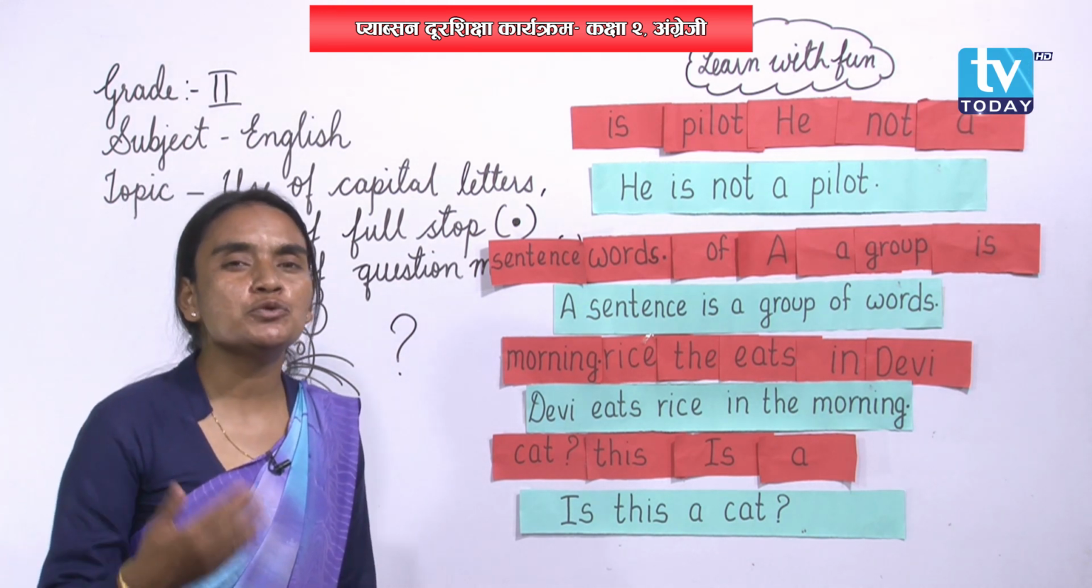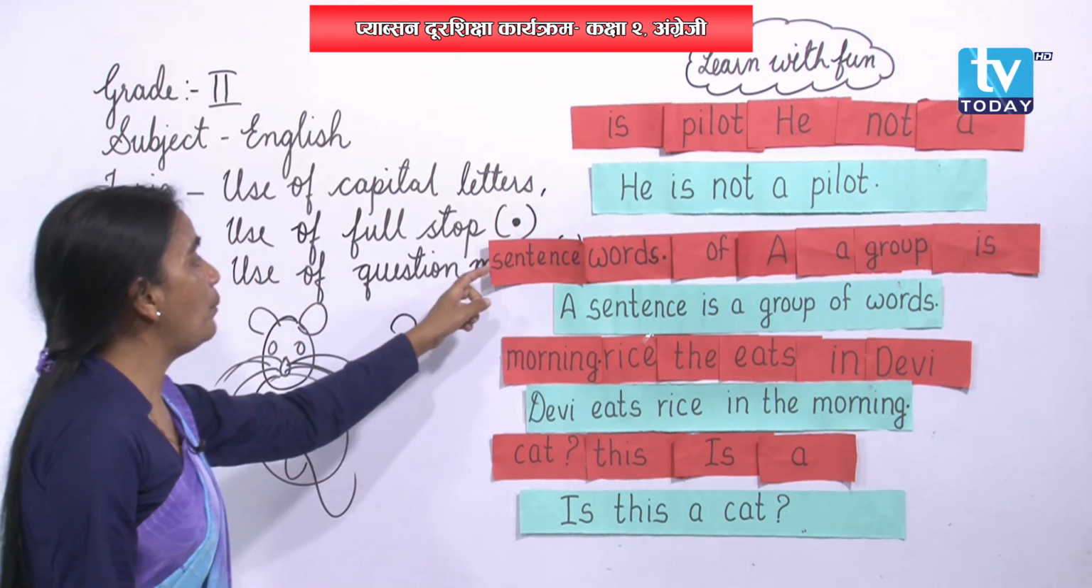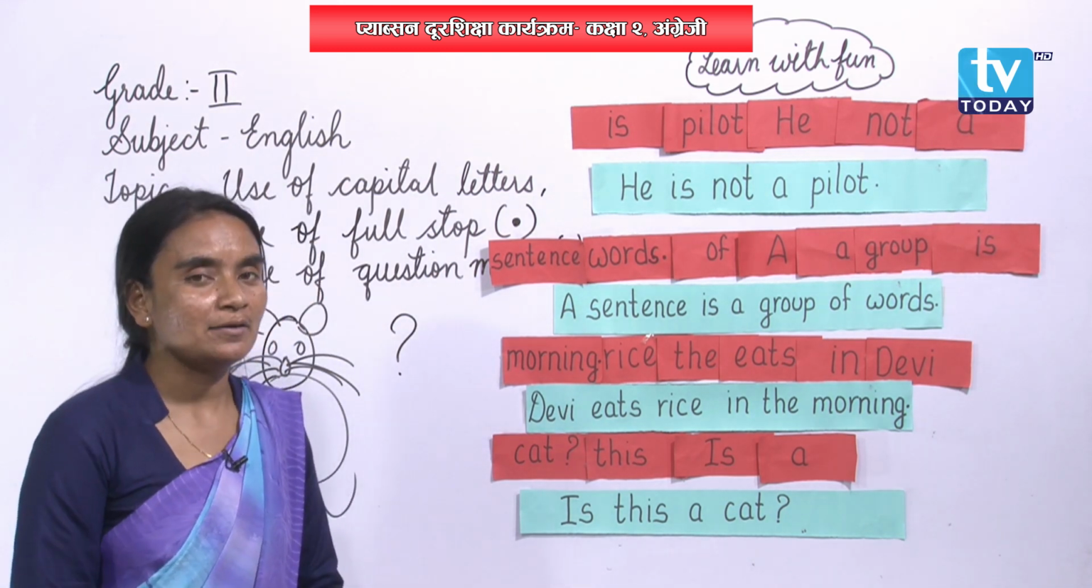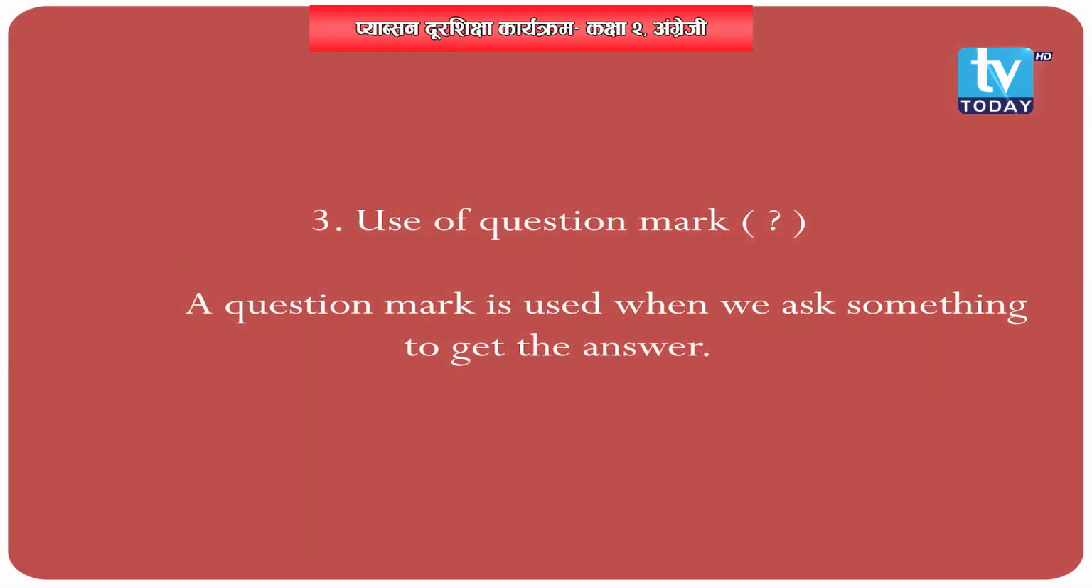Now let's move on to the next one. Here the topic of our discussion today is even the use of question mark. We don't have any doubt. This is the sign of question mark. After completing the question, we have to use this sign. Here in the last group of words, what we have written is, Is this a cat? I have asked something to you in order to get a response, in order to get answers.